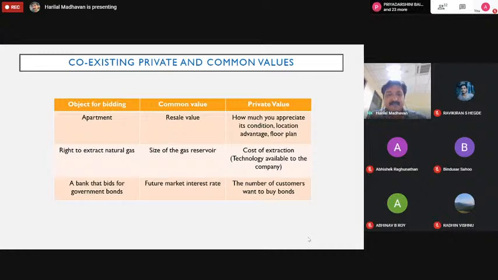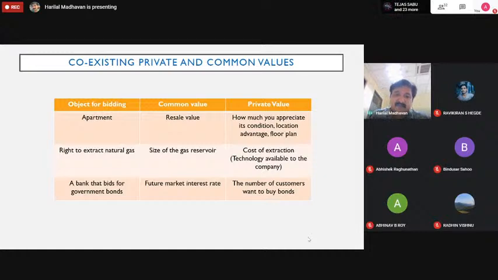Like for example, there are different examples given. For an apartment, the common value is the resale value, which is the same for everybody. And the private value is different for different people, because it depends on how much you appreciate its condition, what the location advantage is, whether you like the location of that particular apartment, and what the floor plan is. It all depends on that. Okay.